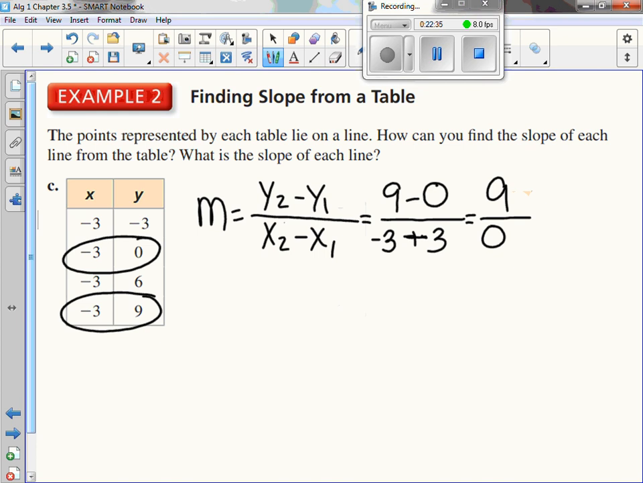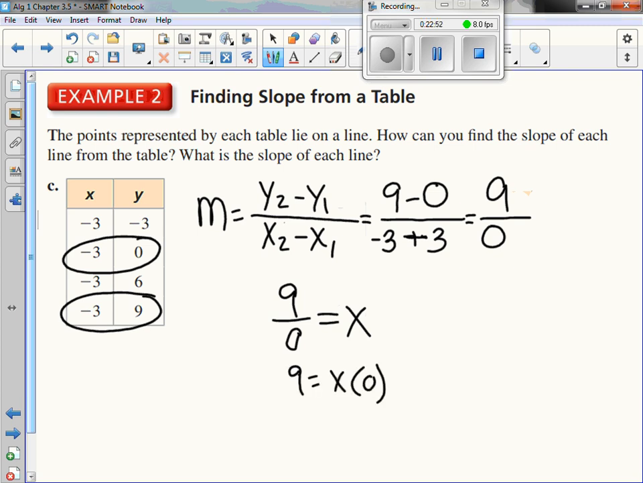Now, I'm going to delve into this a little bit, because really what we're saying is 9 over 0 equals something. What would it equal? Well, this would be the same as if I rewrite this as 9 equals x times 0. What times 0 will give us 9? Because anything times 0 is always what? 0, yes? So is there any way I can multiply a number by 0 and get 9?